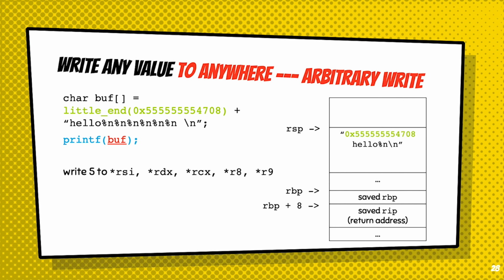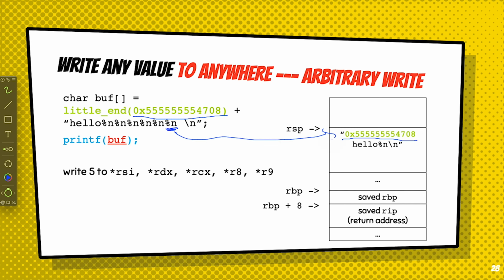So now I'm showing over here. Suppose that we want to write an arbitrary value to an arbitrary place, and let's suppose that place is this particular address. Then what we could do is just put this address at the start of the buffer, which will also be the bottom of the stack. So in this case, once we do the write, the last argument will correspond with this particular pointer, and then this pointer will be assigned the value 5.